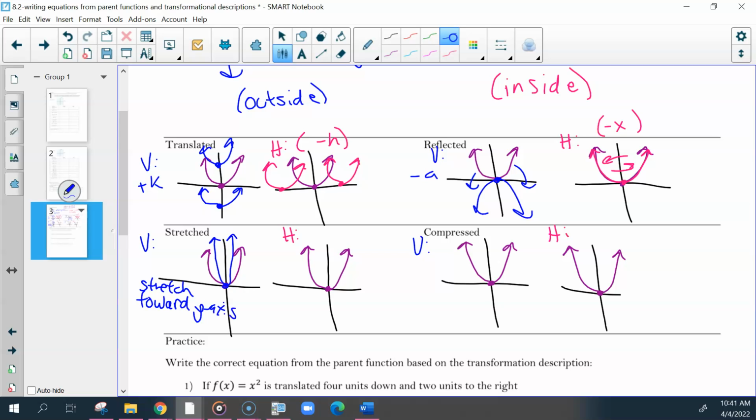And anytime we have a vertical stretch, your a value is going to be greater than 1. It'll be some number bigger than 1. That's not including the negative. So think about the negative as something separate. So if you have like -5, your a value is still 5, but you're also making it negative. So it would still be stretched. It would also be reflected.